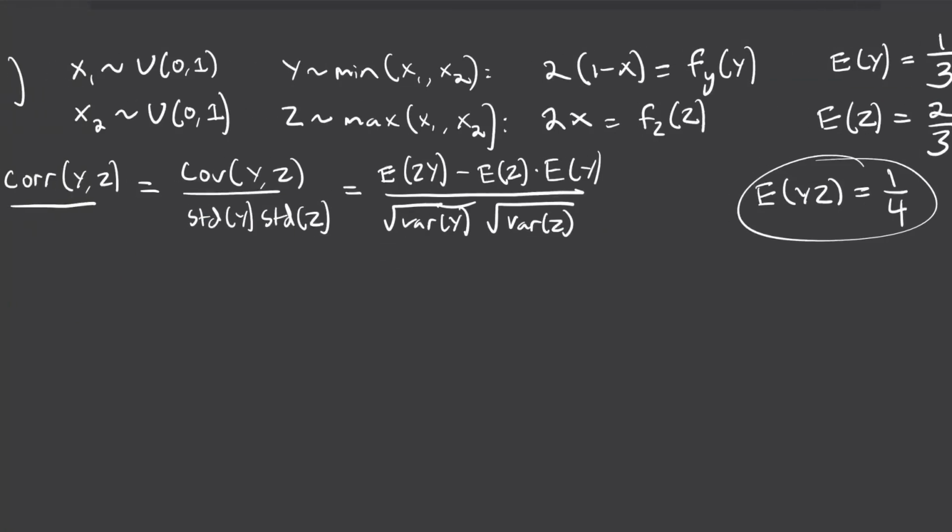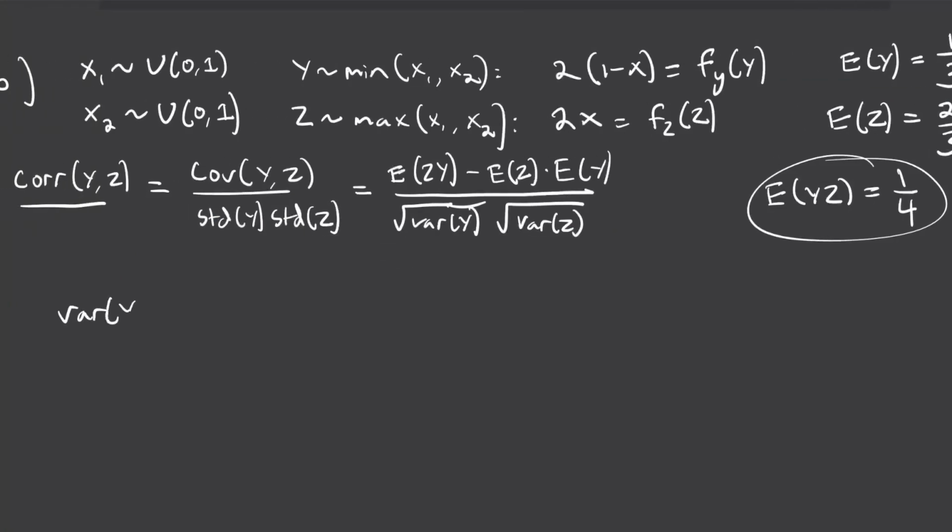So first of all, the variance of y, we know what that's going to be defined as. It's just the expected value of y squared minus the expected value of y all squared, like so. We already know the expected value of y, so let's just calculate the expected value of y squared, the second moment of basically the minimum, right? So the expected value of y squared.